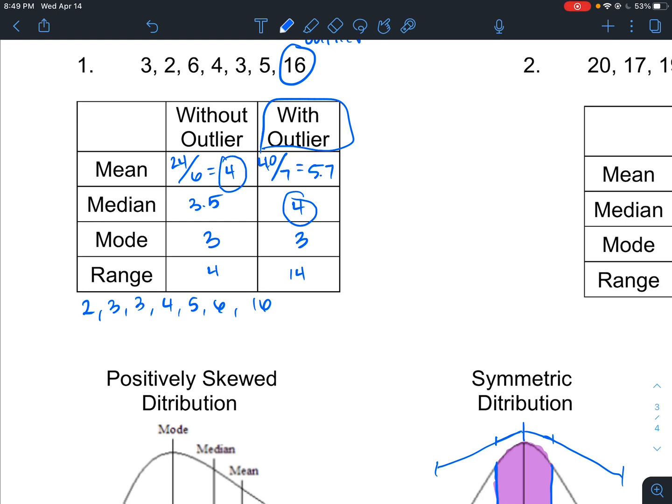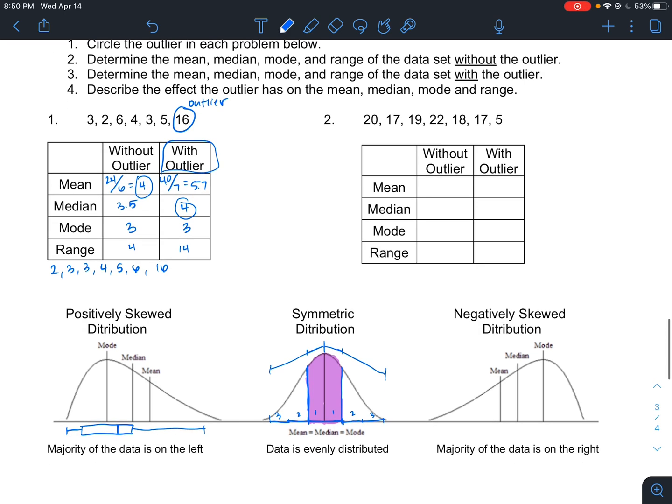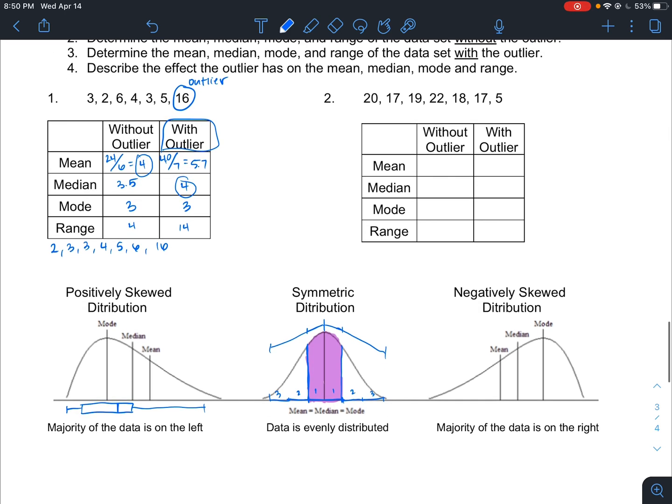Range is supposed to describe how far the data is dispersed. Without the outlier, the data isn't really dispersed; there's not a whole lot of variance within the data. But with the outlier, there's a lot of variance. So if you're debating whether to use the range, interquartile range, or the standard deviation, the interquartile range and standard deviation are better without an outlier, but with an outlier, it's better to use the range. Okay, so you guys can try number 2 right there, using the same method that we did.